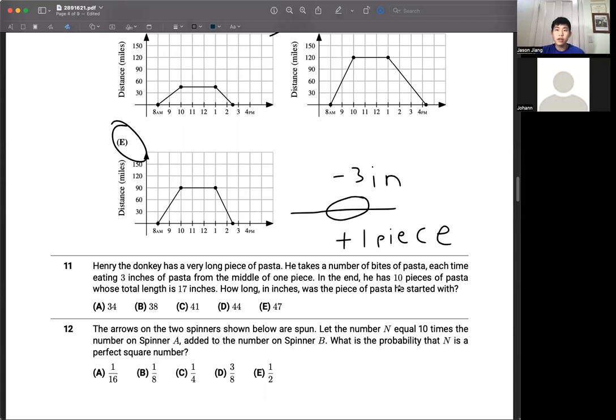So if in the end he has 10 pieces of pasta, that means that this plus 1 piece happened 9 times since we started with 1. And that also means that we lost 3 inches 9 times, which means we lost 27 inches. Now we still had 17 inches at the end, so the amount that we started with must be the sum of these two, and that's 44.